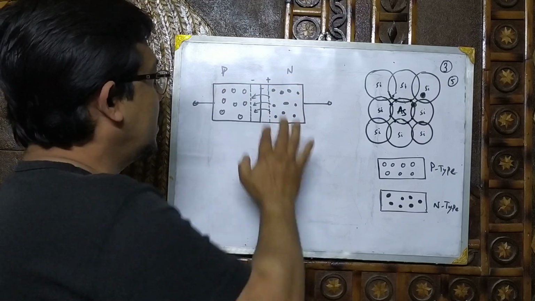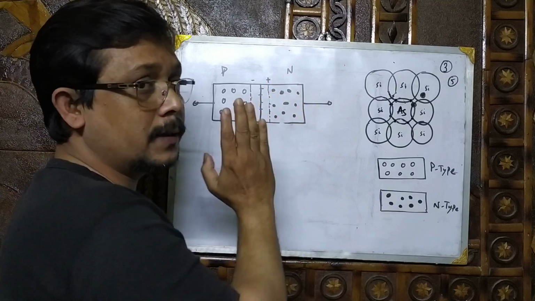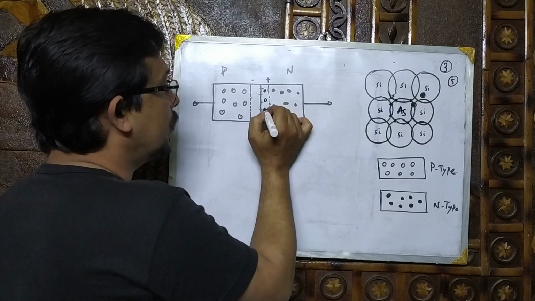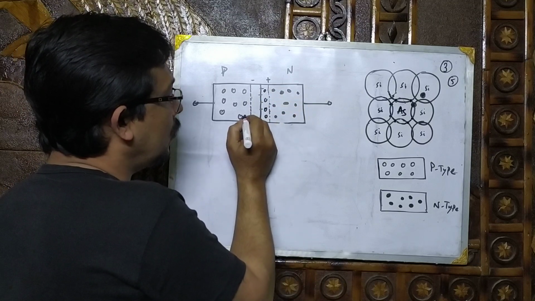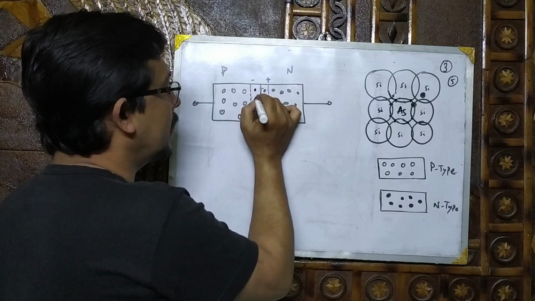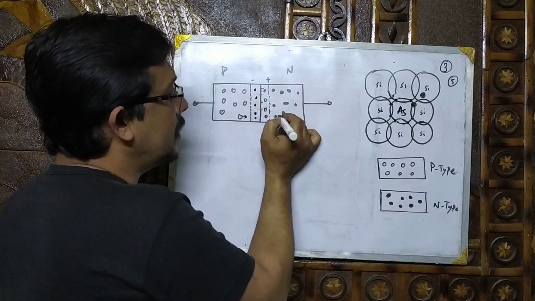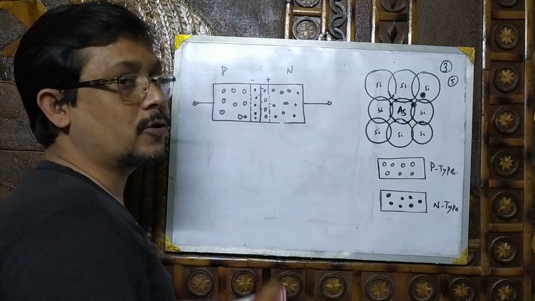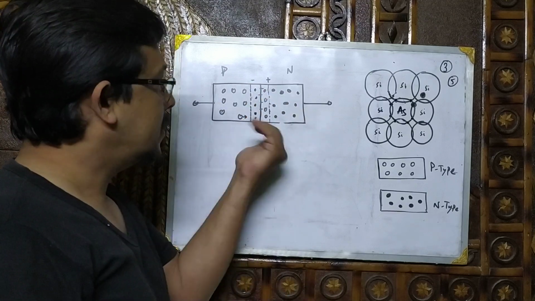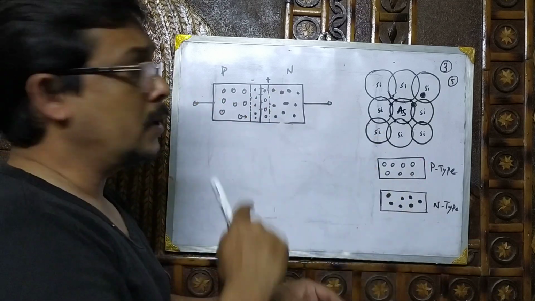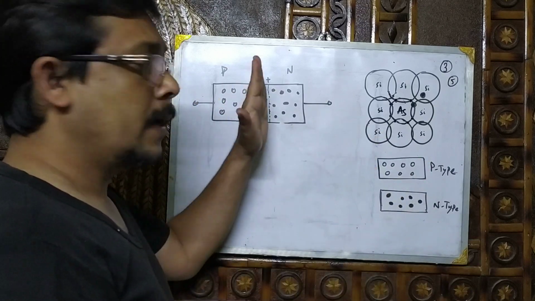After that, you might say that they will continue, but they will not continue. Why? Because once the holes come to this position, when the next hole tries to go, this will repel it. In the same way, when the electrons are here, when another electron wants to come, they will repel it. So this diffusion will stop after some time. This is the basic difference from gas diffusion. In case of gas, all the molecules will diffuse, but here it will stop due to this barrier.